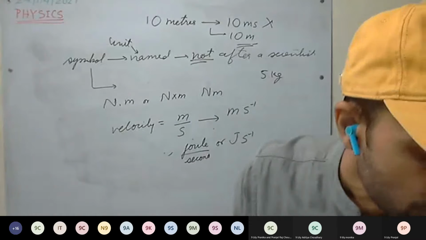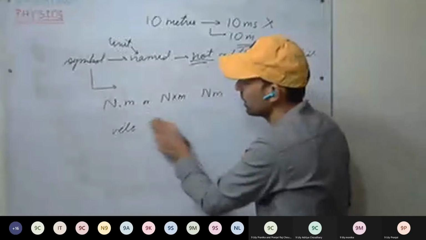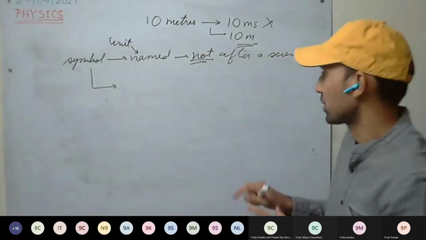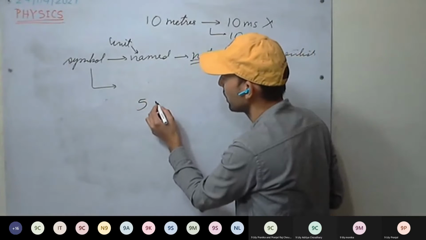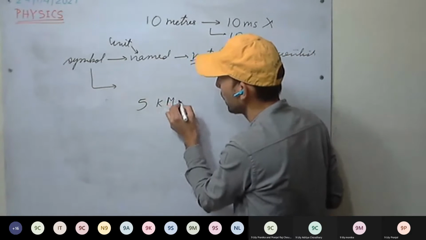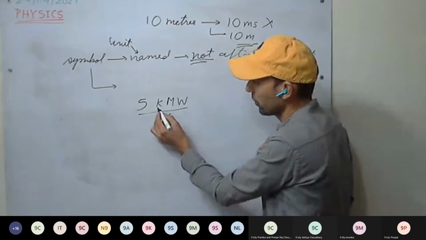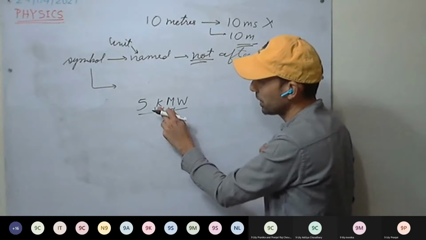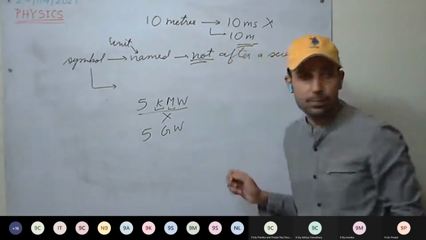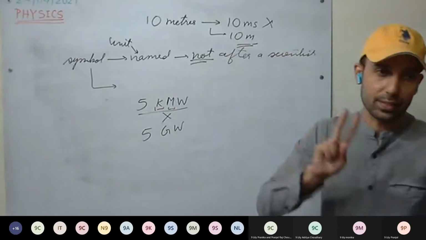Okay. Now, to avoid the powers of 10, we use prefixes like deca, deci, mega, giga. Those prefixes we can use only once. For example, 5 kilo mega watt. This notation is wrong. We cannot use two prefixes. Kilo means 1000, mega means 10 to the power 6, so we have to write it as 10 gigawatt. That means 10 raised to power 9 watt. We cannot write two prefixes.